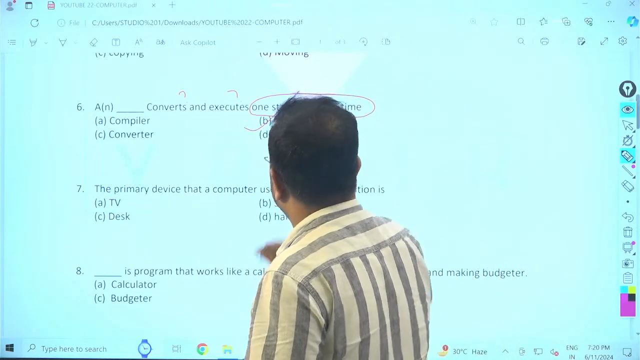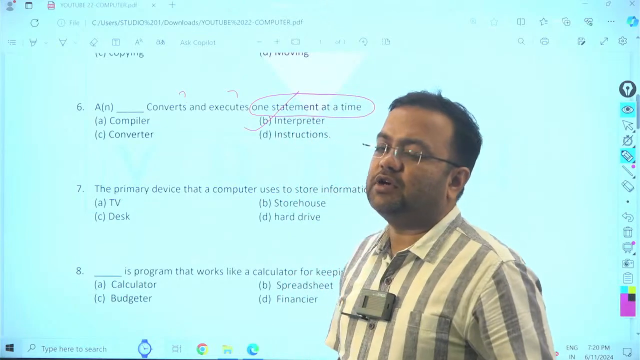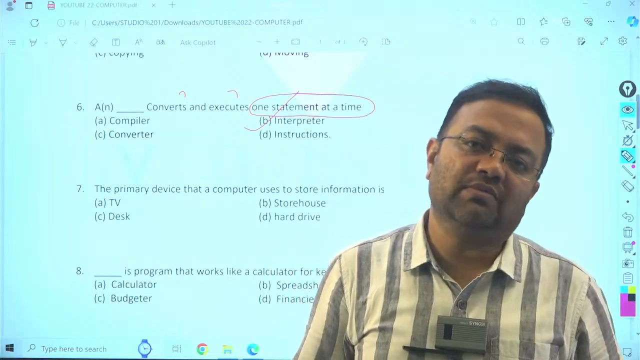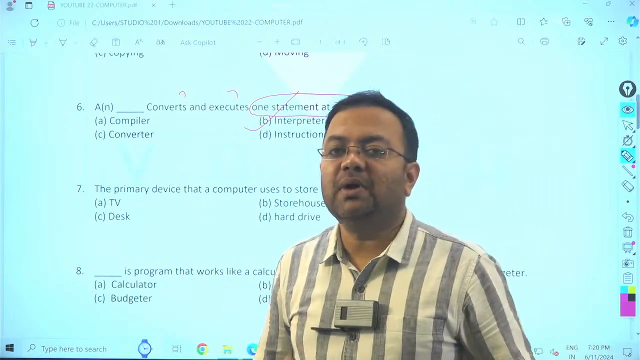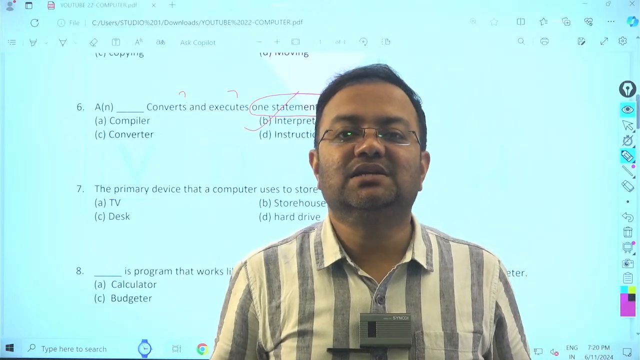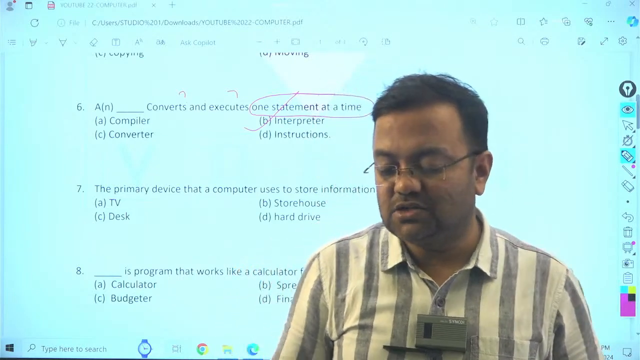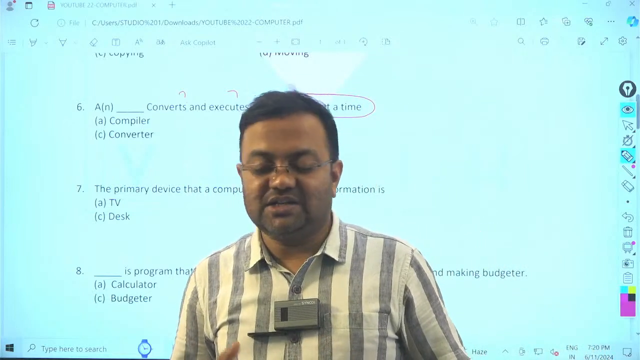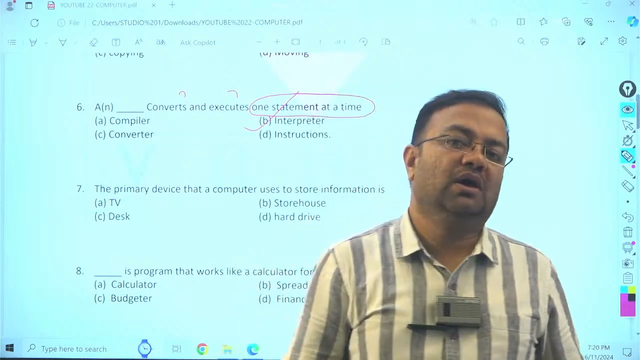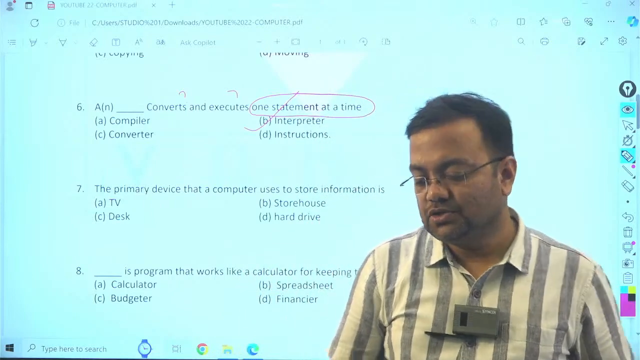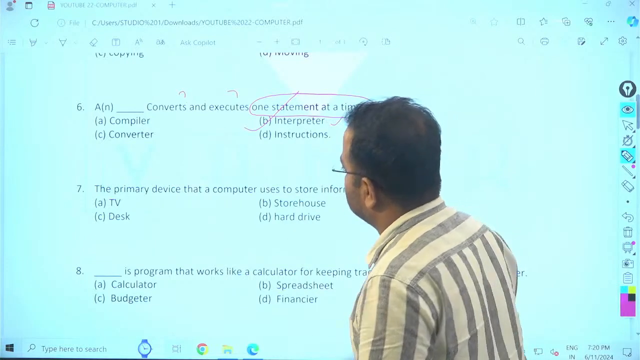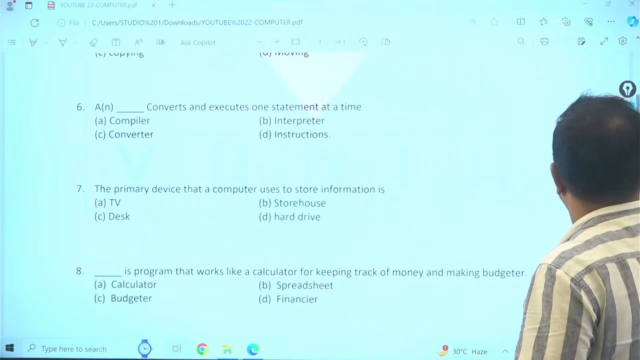Answer is B, interpreter, because compiler and interpreter both are program translators specifically designed for high level programming language instructions. But a compiler can translate the total instructions at a time. Suppose you have written 600 lines of code, and these 600 lines can be translated at a time. But an interpreter can translate only one instruction at a time. So for question number 6, the answer is B, interpreter. Then goes to question number 7.